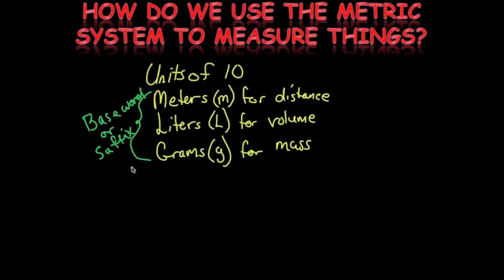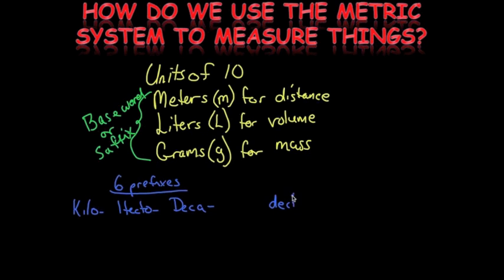There are 6 prefixes we'll be using this year. There are many more, but we're only going to use these 6 for the most part this year. They include kilo, hecto, deca, deci, centi, and milli. Remember, our base units will be right in the middle. The meter, the liter, the gram. I'll put their abbreviations there.